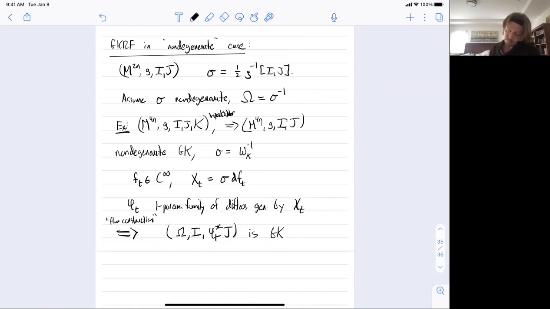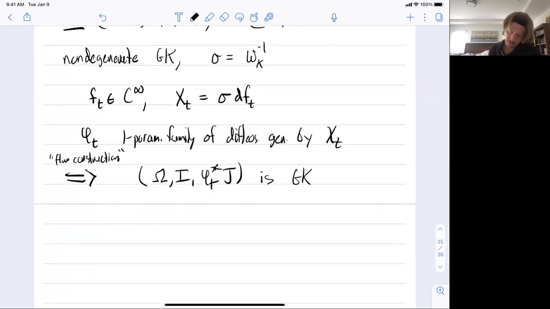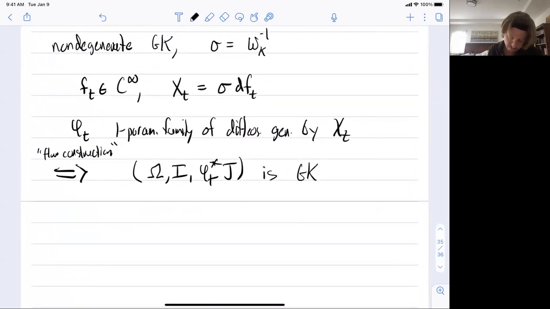And yeah, then of course, just as an important remark, the time dependent metric is of course not equal to the pullback of the original one. So it's doing something geometrically non-trivial to the metric, even though J is just being pulled back by a diffeomorphism. Okay.